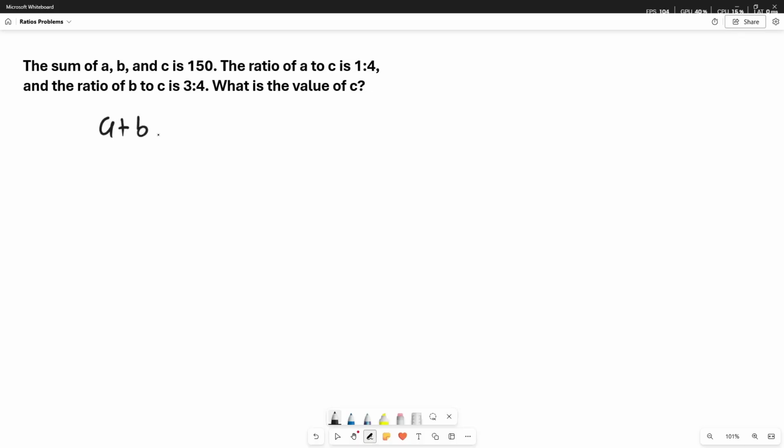A plus B plus C is equal to 150. And they also give us the information that A over C is equal to 1 over 4. Likewise, we have B over C is equal to 3/4.